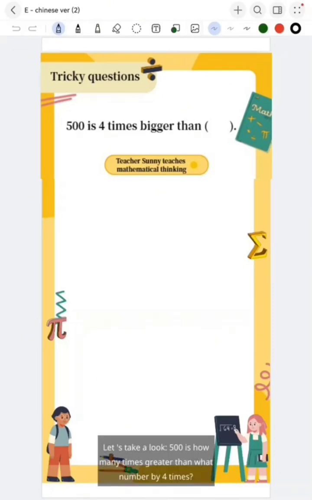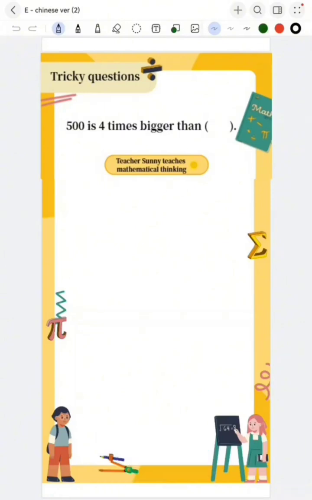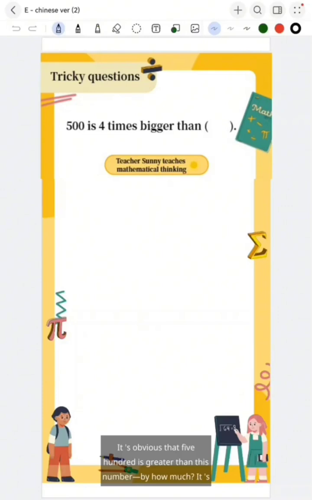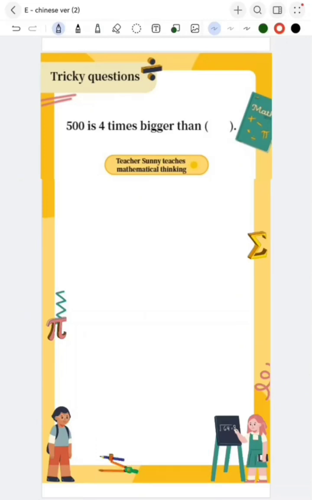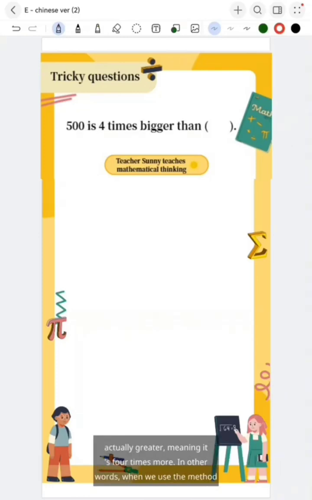Let's take a look. 500 is how many times greater than what number by 4 times? It's obvious that 500 is greater than this number by how much? It's greater by 4 times. So what does greater by 4 times mean? It means it's 4 times more, not just that 500 is equal to 4 times that number. This means it's not simply equal to 4 times that number. In fact, it's actually greater, meaning it's 4 times more.